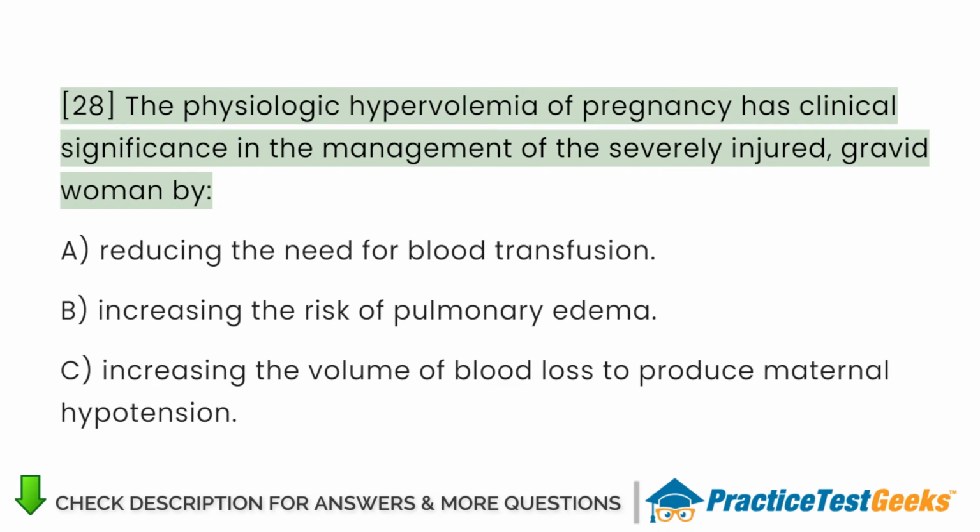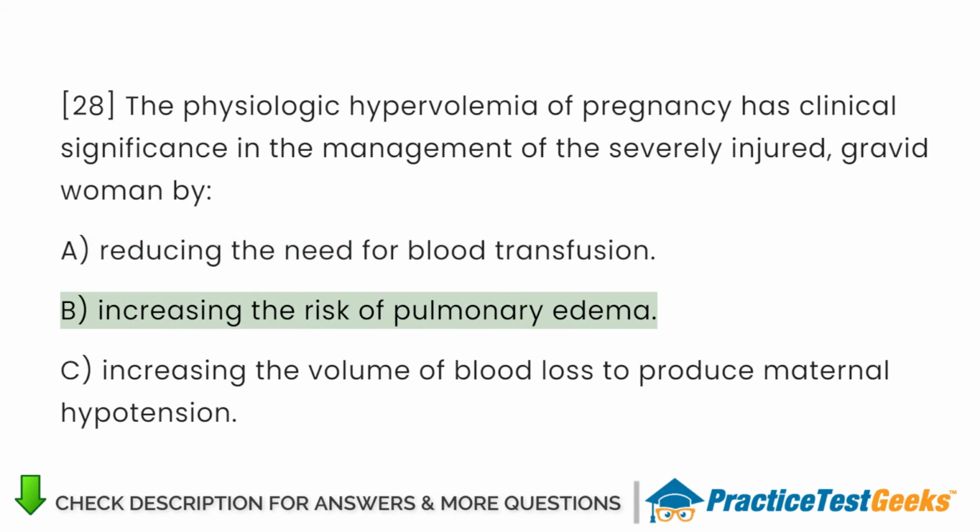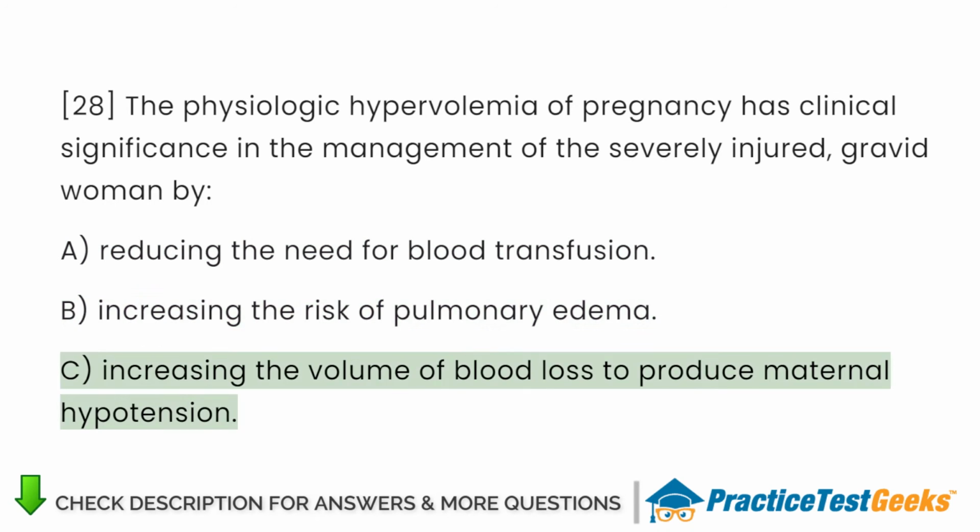The physiologic hypervolemia of pregnancy has clinical significance in the management of the severely injured, gravid woman by A. Reducing the need for blood transfusion. B. Increasing the risk of pulmonary edema. C. Increasing the volume of blood loss to produce maternal hypotension.